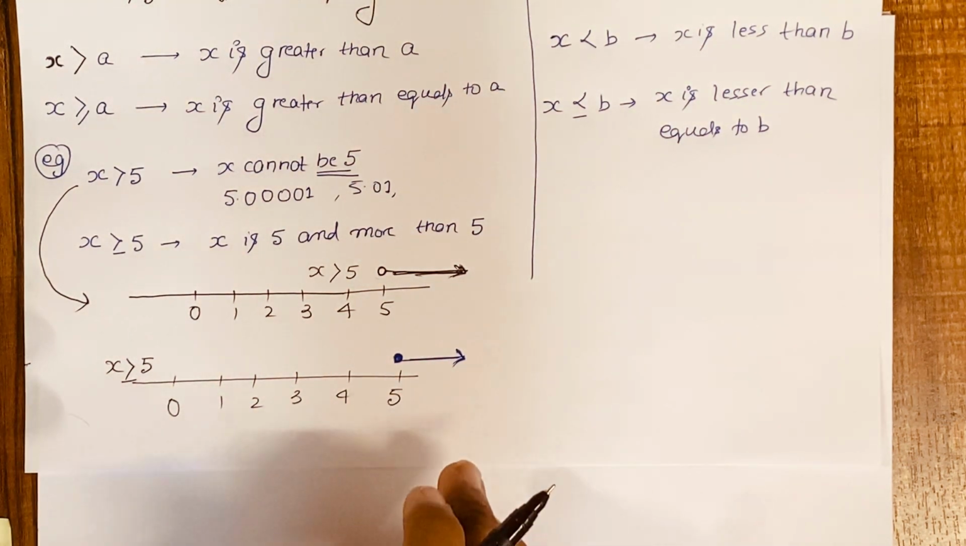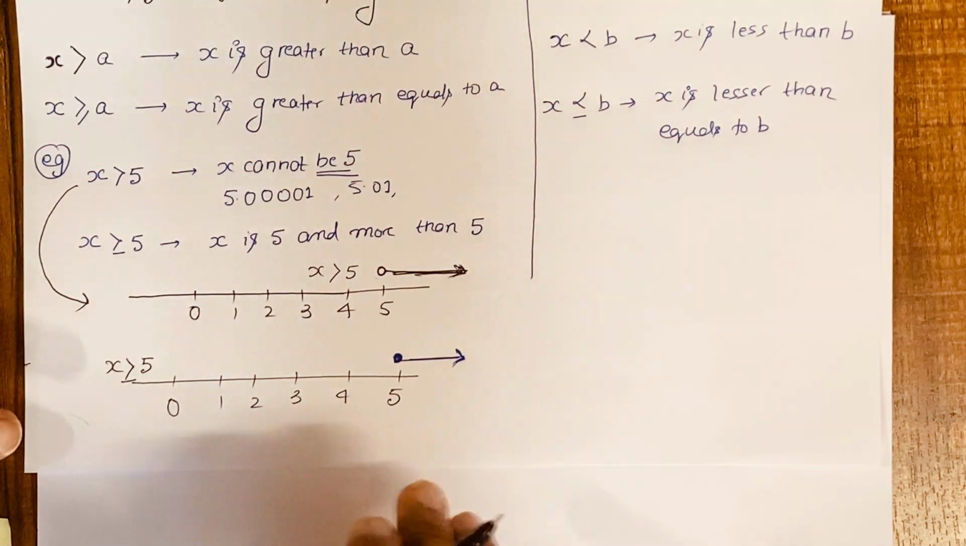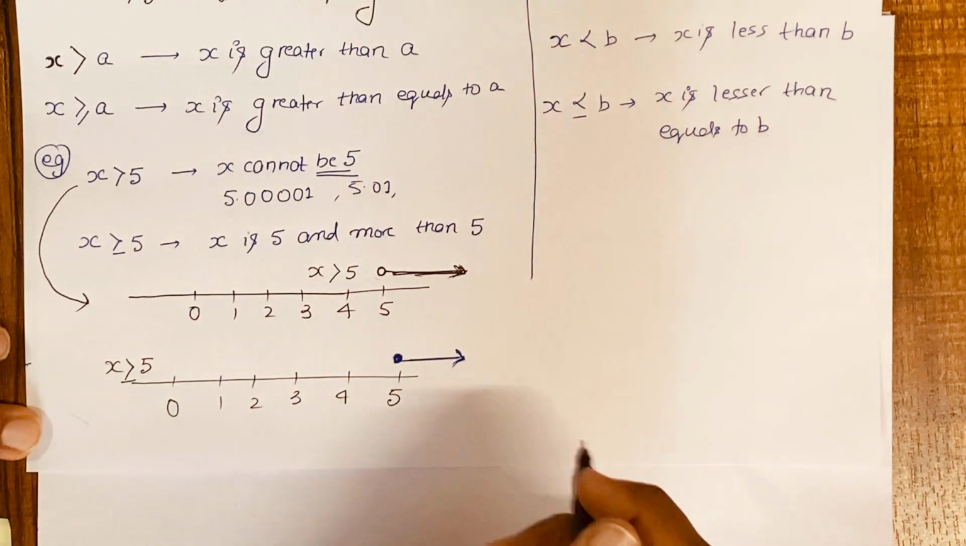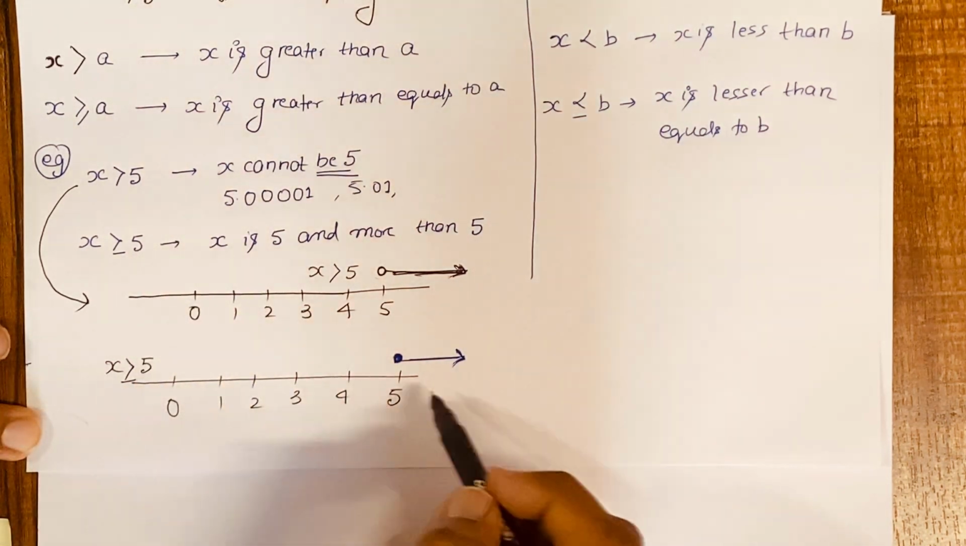It can be a 5 point decimal number, it can be a rational number, it can be any number beyond 5 till infinity. Wherever your infinity ends, till there. So that is what x is greater than 5 means. This graphically means this way.